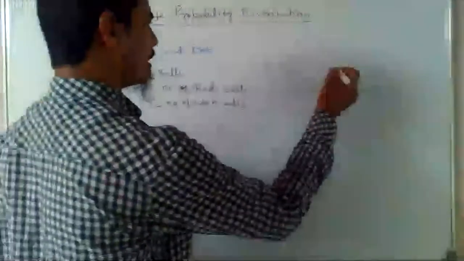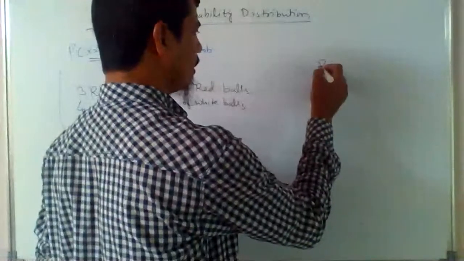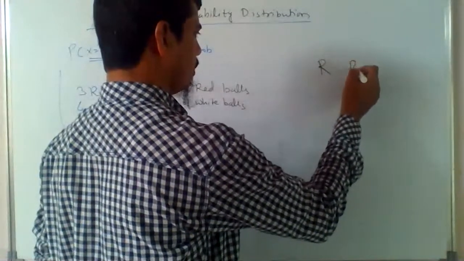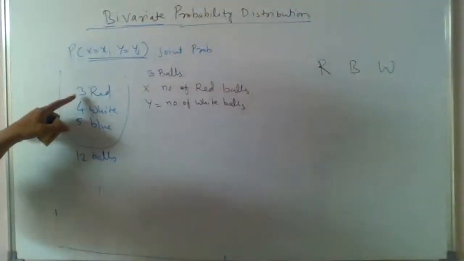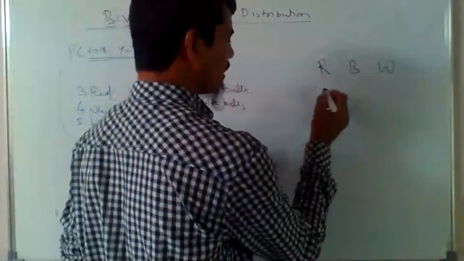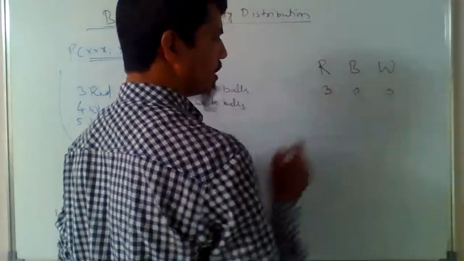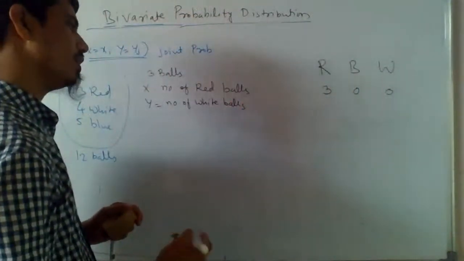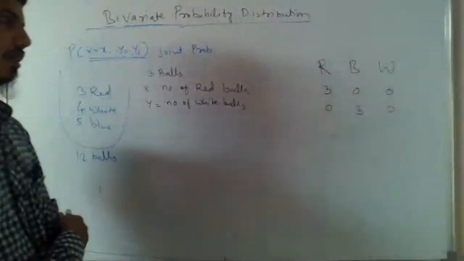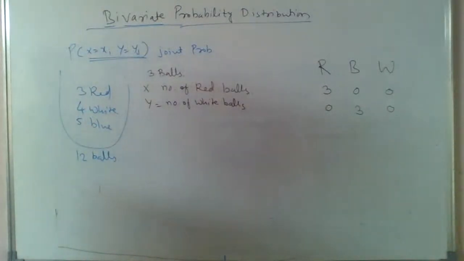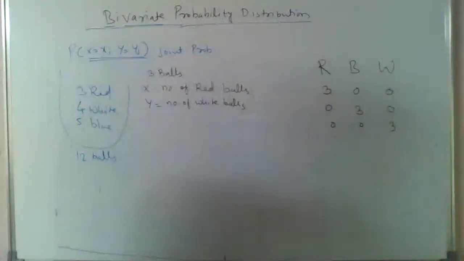First of all, list out the various combinations: red ball, blue ball, and white ball. Since we are selecting three here, and there are three red balls, we can select all three red balls, so blue is 0 and white is 0. That is one possibility. Or all are blue balls, with white 0 and red 0. Or all three are white balls, and the remaining are 0.